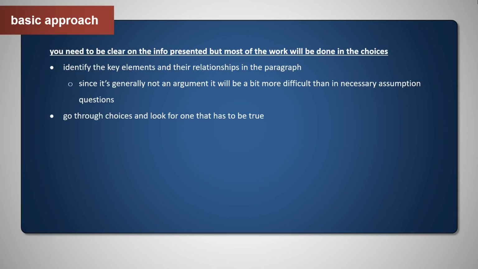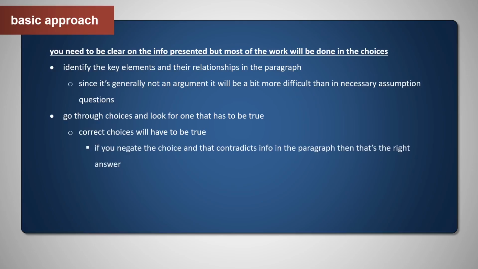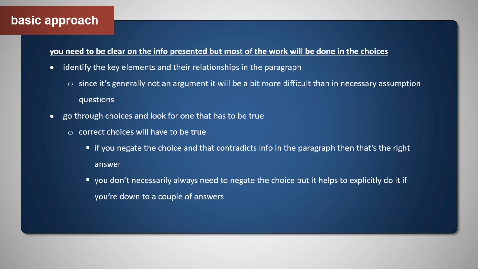You then go through the choices and you look for the one that has to be true. So the correct choice will have to be true, which once again, if you negate a choice and that contradicts information in the paragraph, then that's the right answer. This is also the negation check test, like in the necessary assumption questions. Because the correct answer has to be true, you cannot come up with a situation in which it's not true. Once again, as with the necessary assumptions, you don't necessarily always need to negate the choice, but it does help to explicitly do it. If you're down to a couple of answers and you're not sure which one, you can do that, and that usually clarifies it.